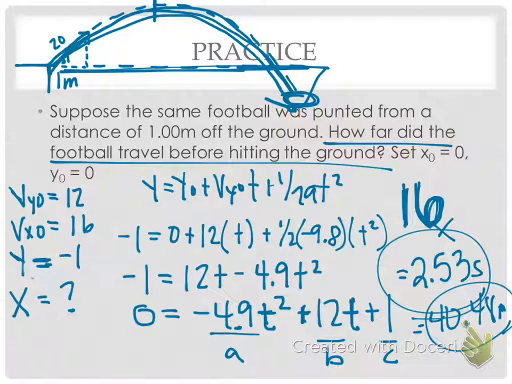We found our time. That wasn't our overall goal for the equation. It's supposed to be how far did we go. So we took VXO, horizontal velocity, times our time to get our final displacement. Do we have any more?